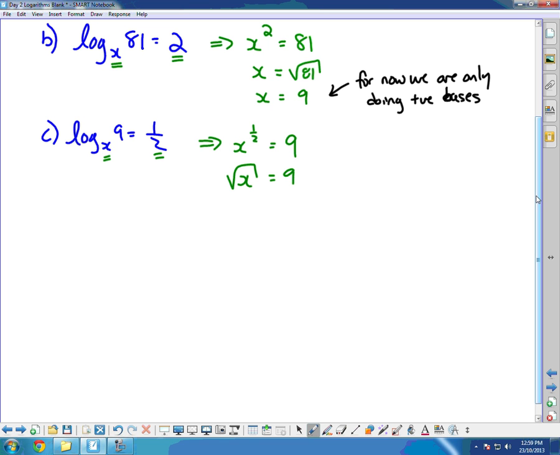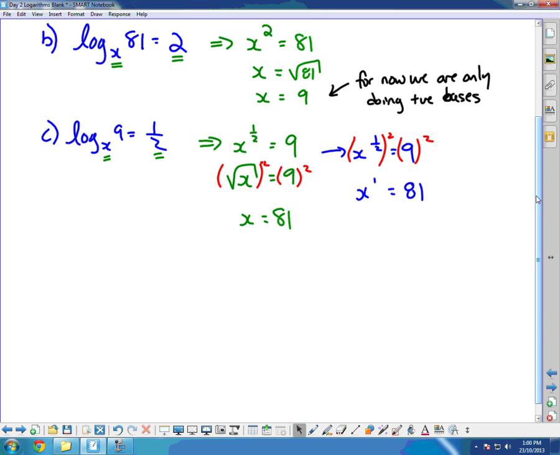And the opposite operation of square rooting is squaring. Square root of x squared is just x. That's your opposite operation. 9 squared is 81. The other way you could have done this is starting right from this and squaring both sides right away. Here you have x to the 1/2 raised to the power of 2. So those exponents would get multiplied, and you would just get a 1. 1/2 times 2 is 1. And 9 squared is 81.